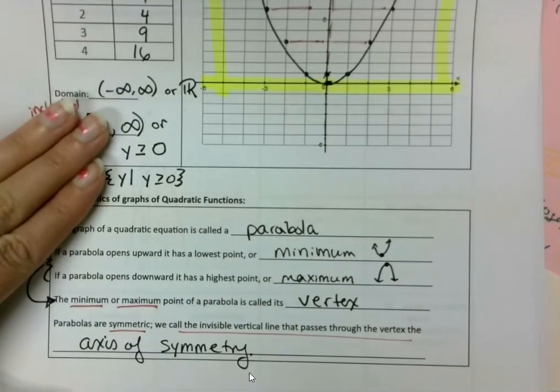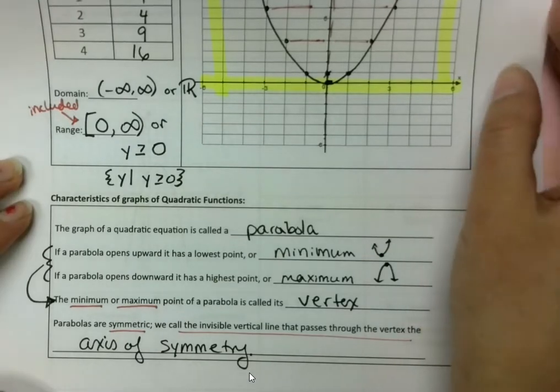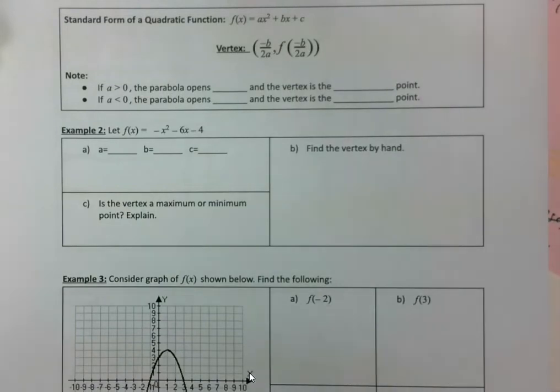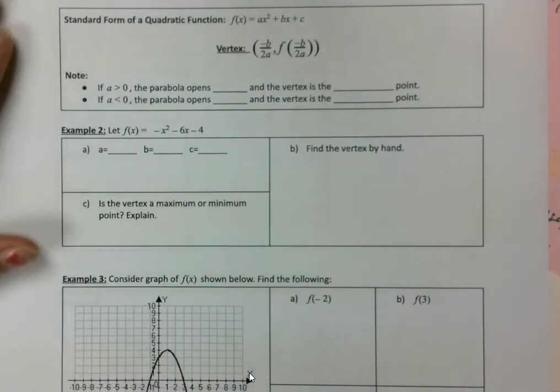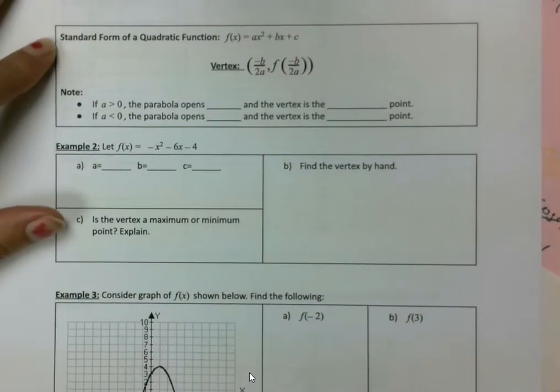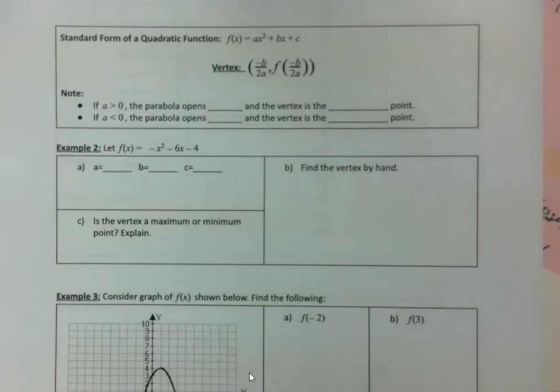All right, so those are our characteristics of the graphs of quadratics or of parabolas. Let's take a look at the next page. Now, we've got two forms that we're going to see our quadratic functions in. The first one is standard form.